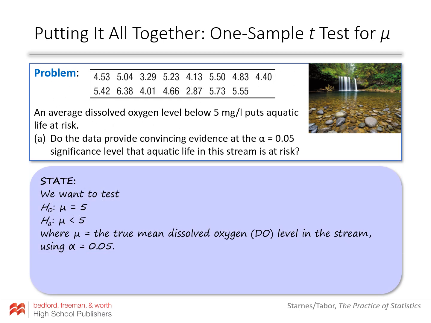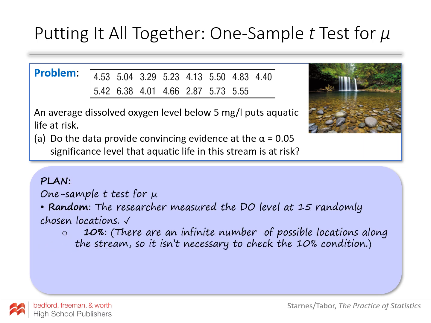So let's go ahead and run that test. First thing we're going to do is state. We're going to state our hypotheses. Null: mu is equal to 5. And we're going to check if it's at risk, and it's at risk if it's below 5. So the alternative is mu is less than 5, where mu is the true mean dissolved oxygen level in the stream. We're using alpha equals 0.05 as our significance level.